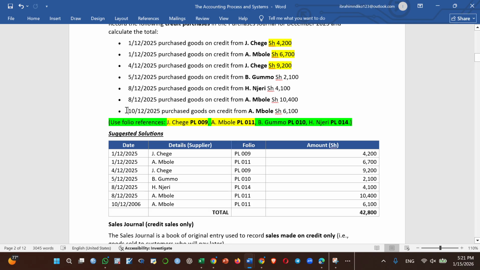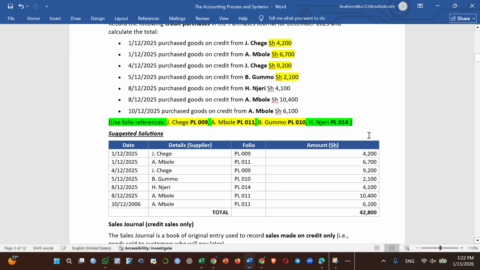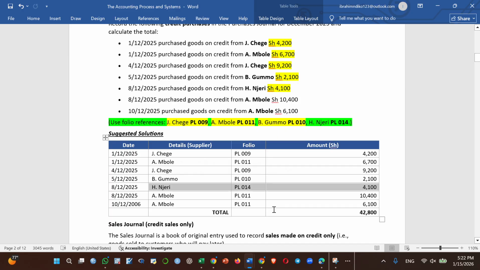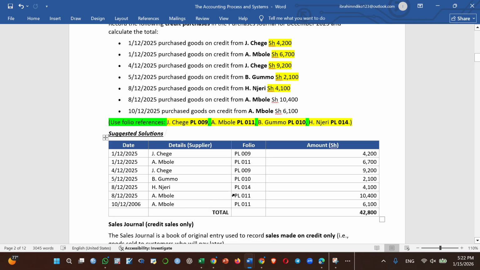Then you find the total. So if you go to date 5, look at date 5. That is Ngumo. Ngumo had 2,100, and you have it here. You can see this one. This is Ngumo. The reference number for Ngumo is PL10. Then after Ngumo, the next transaction is on date 8 from Jerry. So purchase goods on credit. You can see it here for 100. The folio number or the reference number for Jerry is PL14. You can see it here, PL14.